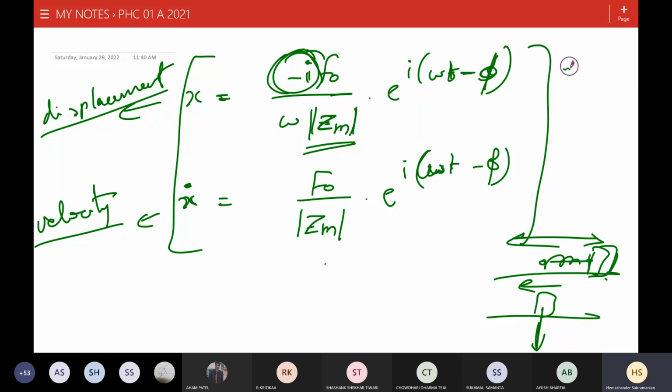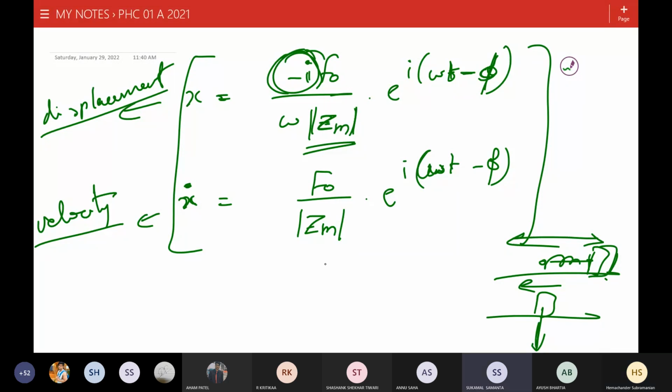All right. Now, in a forced oscillator, when would the velocity be maximum? We talked about this last class. When would the velocity be maximum? Sir, when the displacement from equilibrium position is minimum. No, I'm asking with respect to omega, not with respect to time.